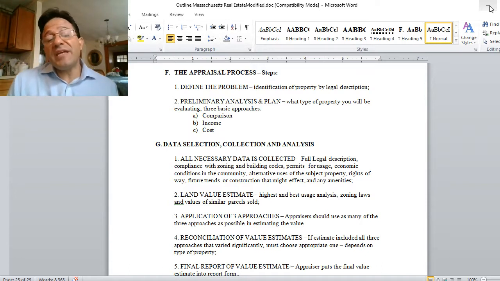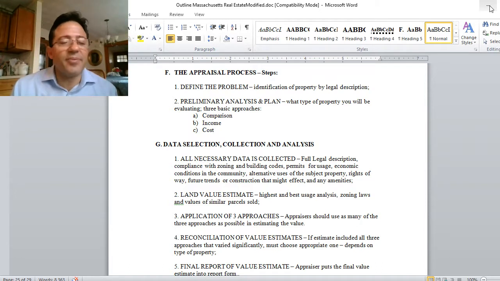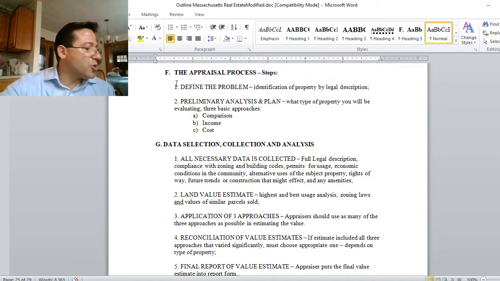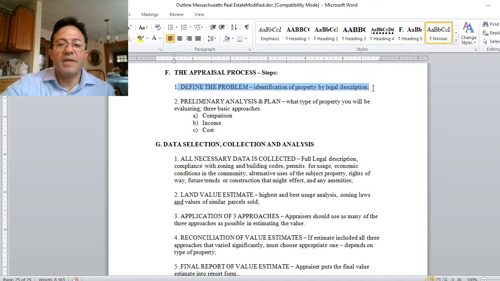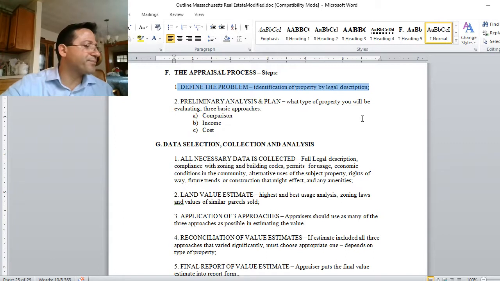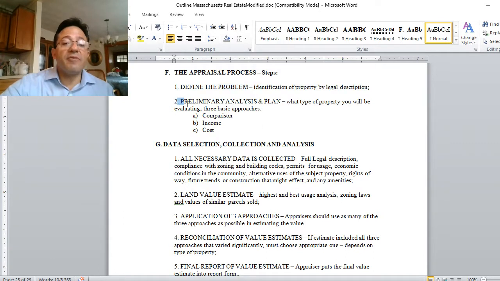Now the appraiser is engaged by the loan officer or by the bank, by the underwriting department, whatever it is in the bank. And so the appraiser is going to go into a process, and that process is here on the outline. The first step in the process is defining the problem, and the identification of the property by legal description. And then they're going to do a preliminary analysis and plan what they're going to need to do, right? Like any other plan, a cost benefit type of analysis, and they're going to see what type of approach they're going to take.